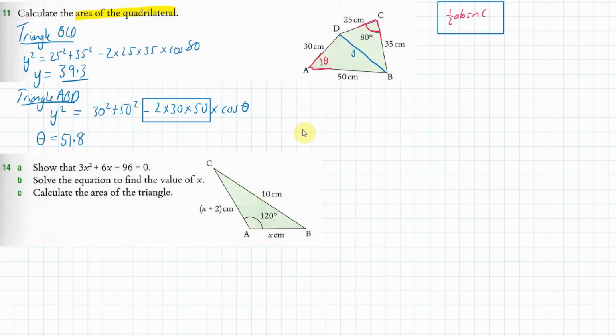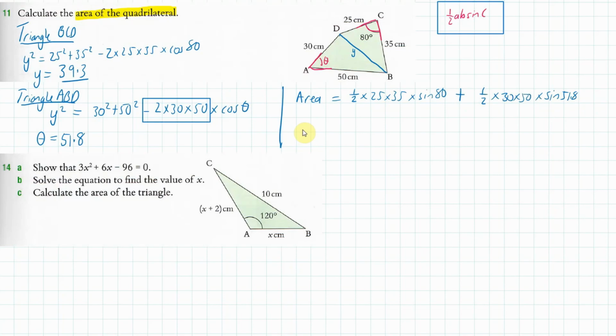Alright, now areas. Area is equal to the area of both triangles. So the first triangle: half times 25 times 35 times sine 80, plus half times 30 times 50 times sine 51.8. Again, use your unrounded number.